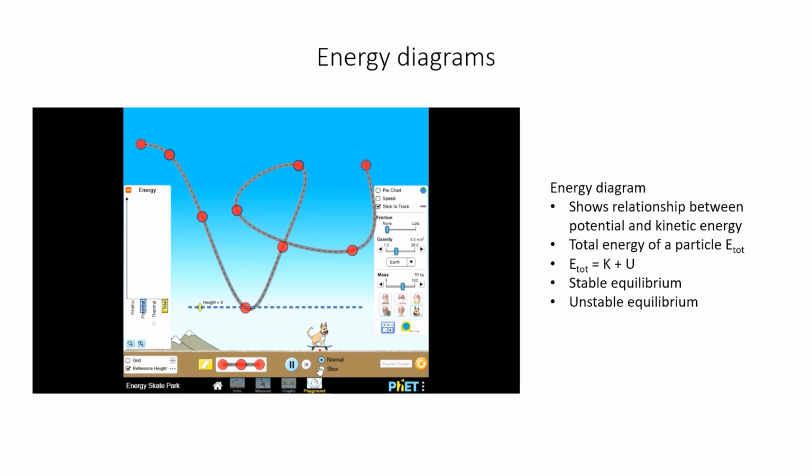So to recap, we've shown that an energy diagram shows the relationship between potential energy and kinetic energy. Given the total energy of a particle, some E total, the kinetic energy plus the potential energy just equals that total energy. We've shown that the very bottom of the dips are stable equilibria, and the very top of a peak would be an unstable equilibrium if the total energy equals that peak energy.